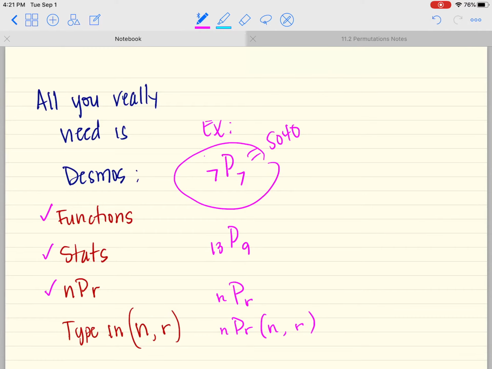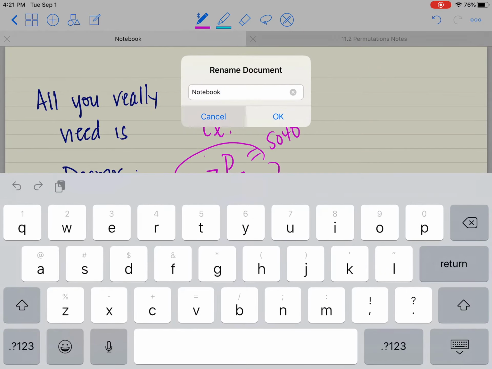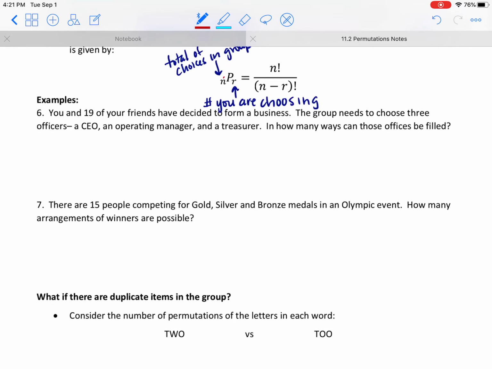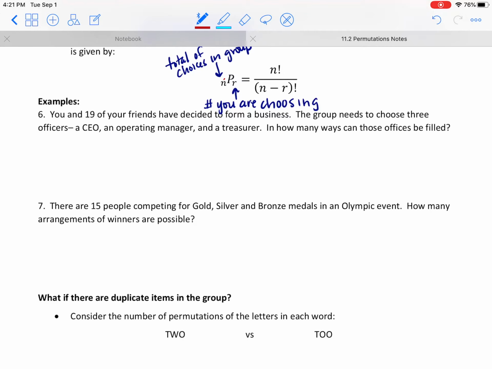Okay, so let's try a few using this notation. So you and 19 of your friends have decided to form a business.